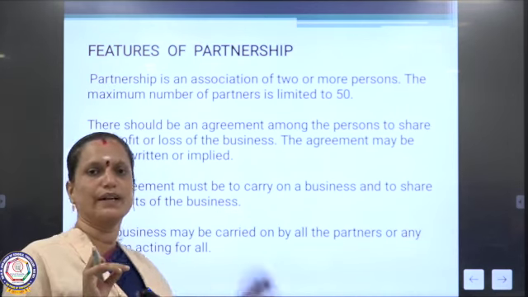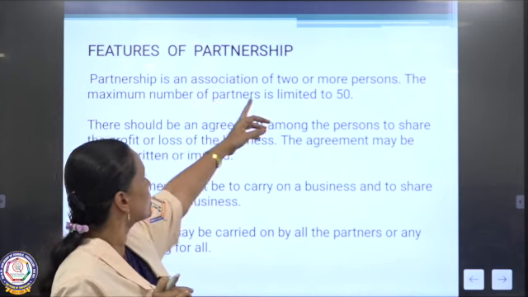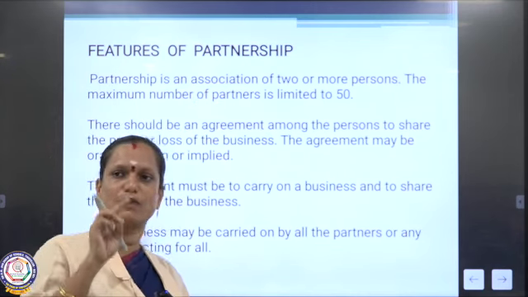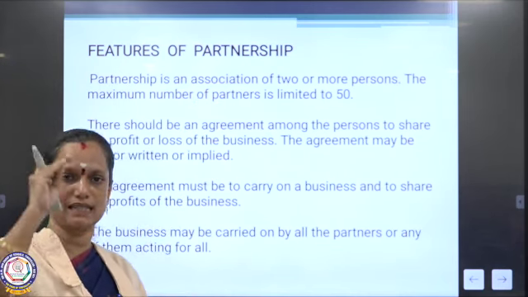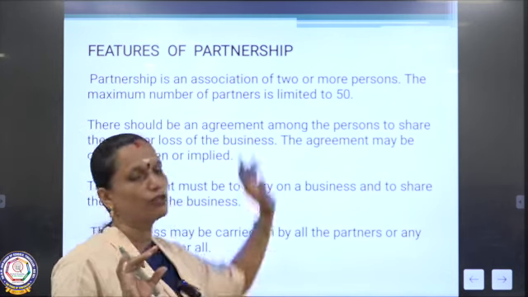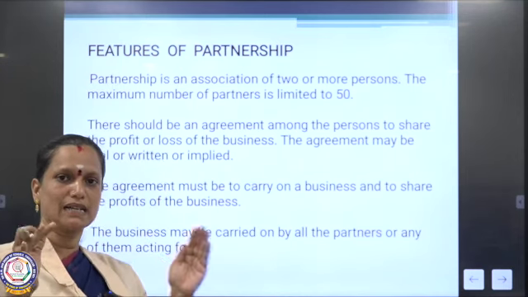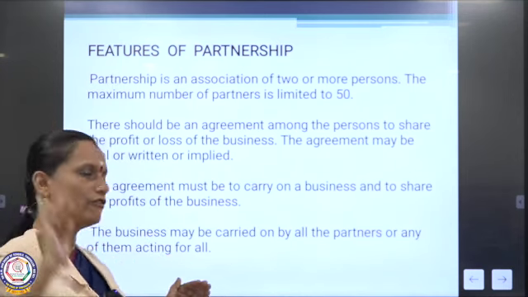And now we are going to see the features of partnership. Partnership is an association of two or more persons. Already I said, if more than one person is there, it is a partnership, okay. The maximum number of partners is limited to 50. So maximum 50 persons will be there. In a partnership, minimum two to maximum 50.